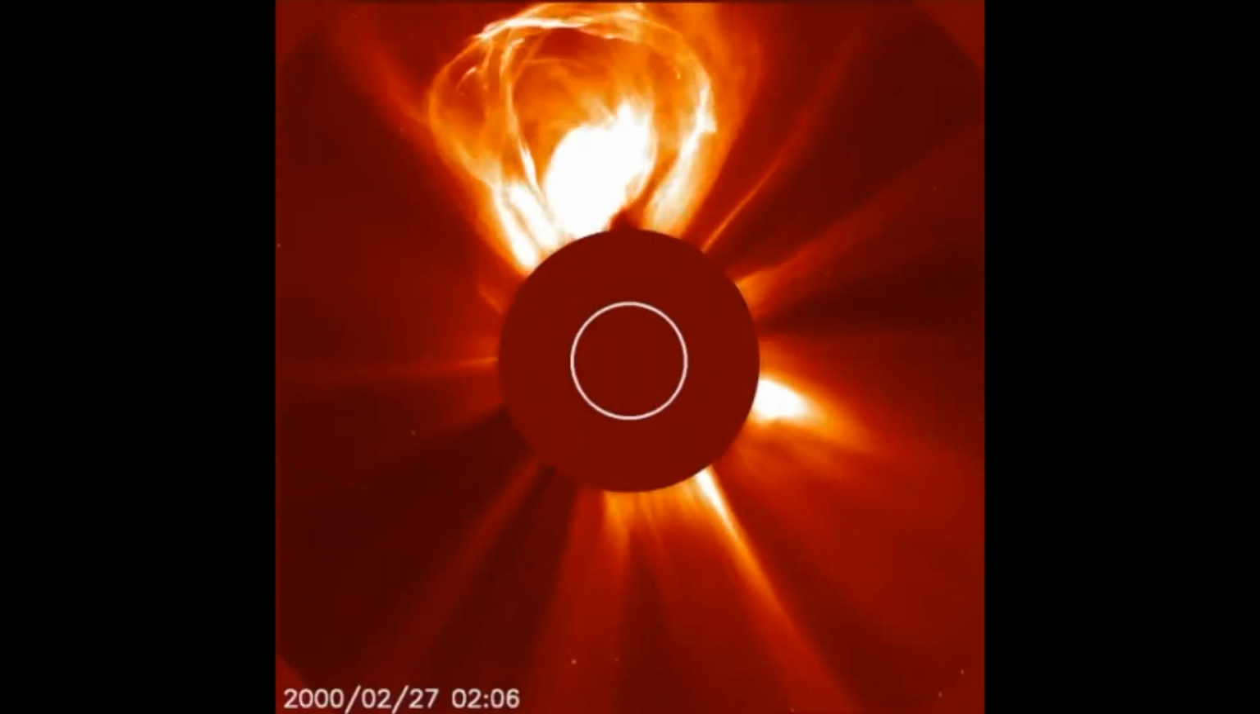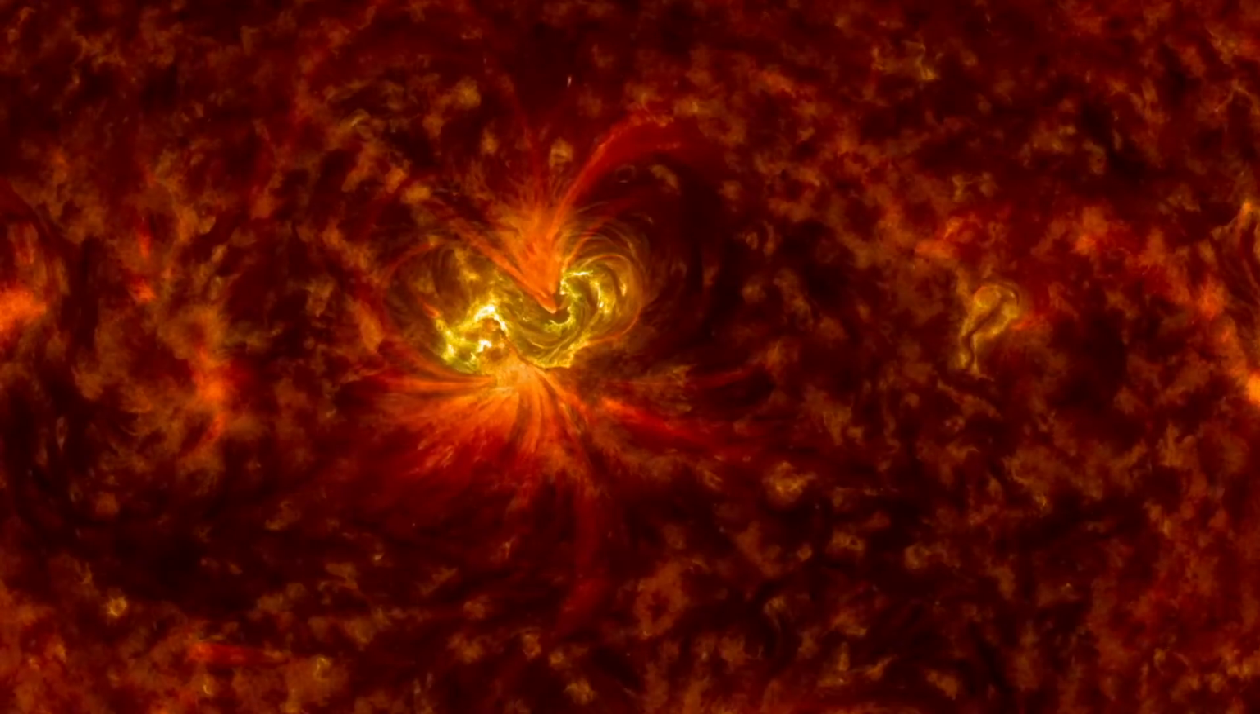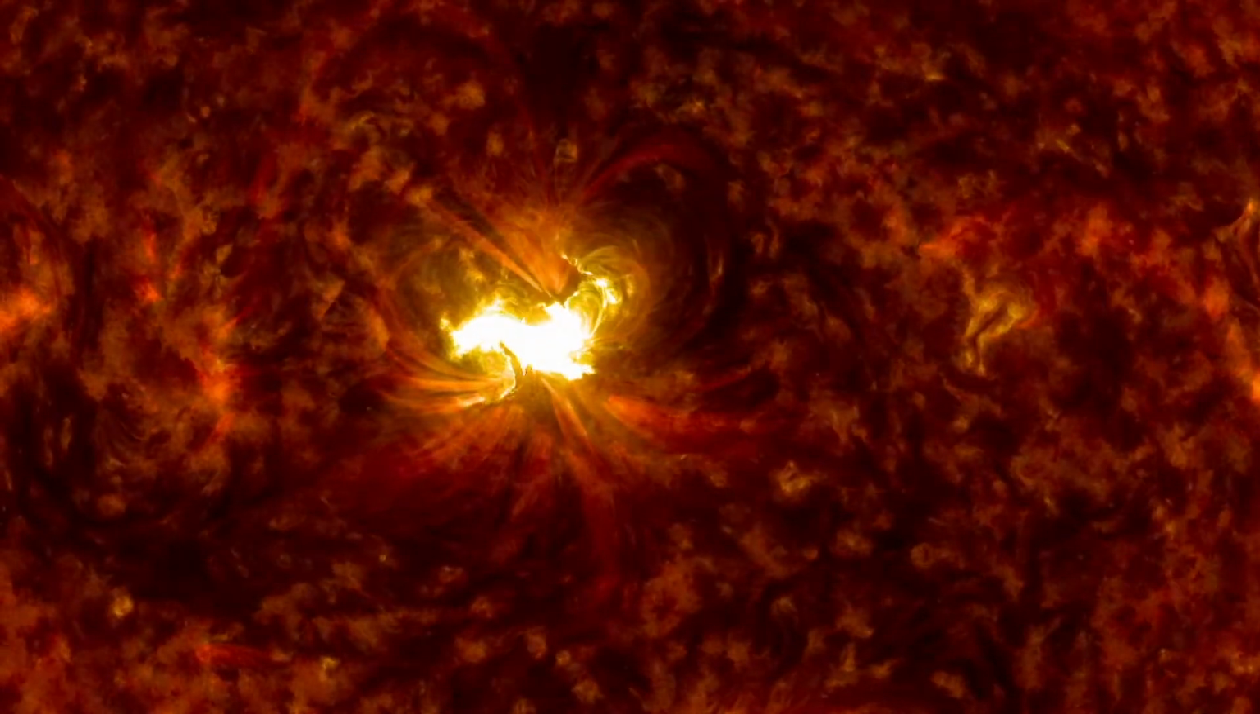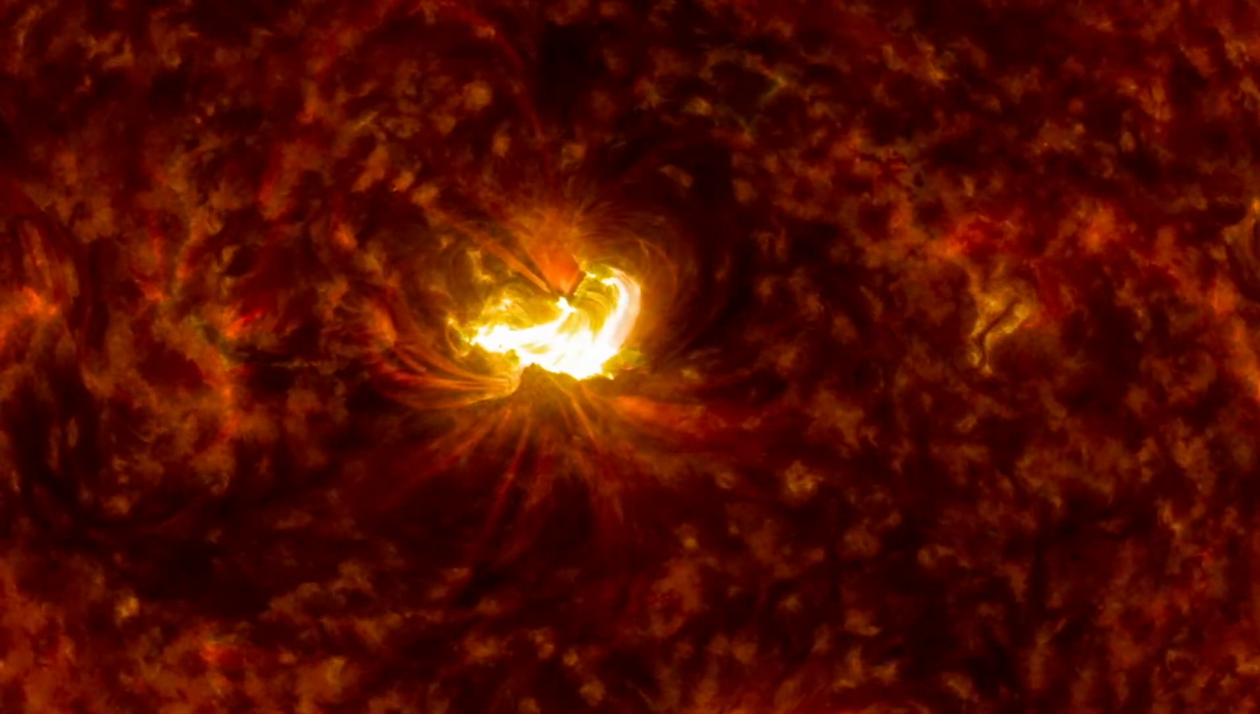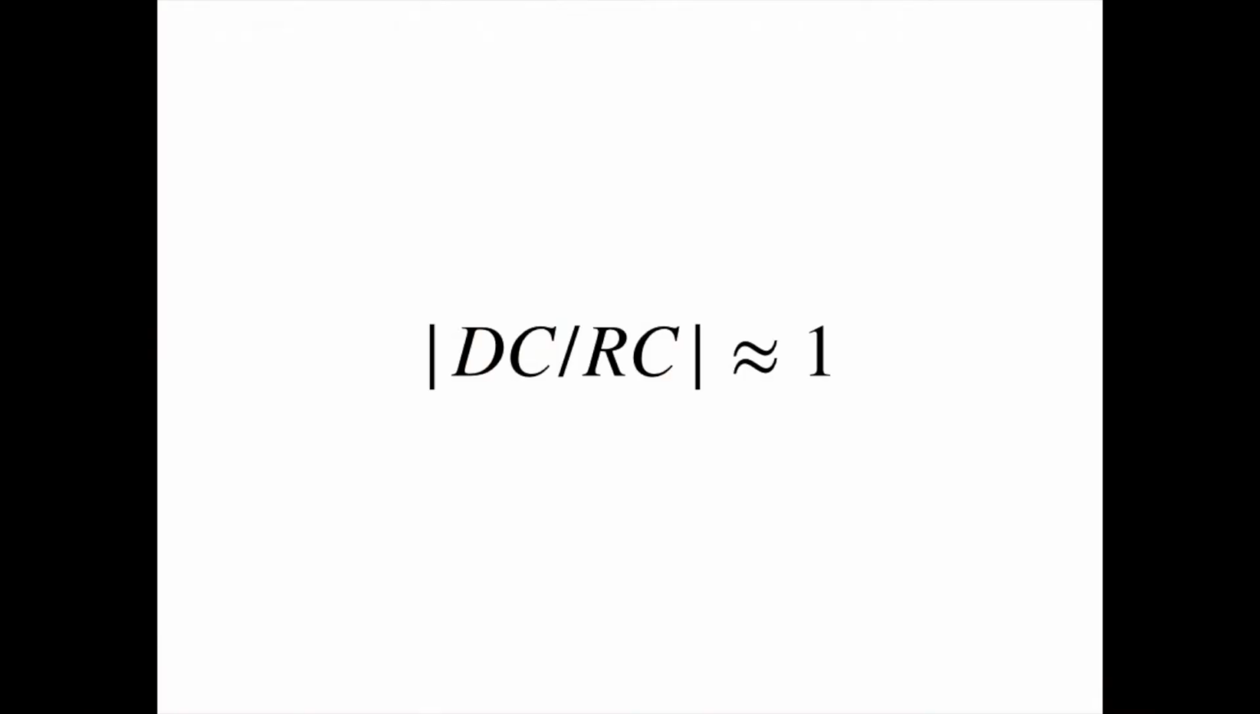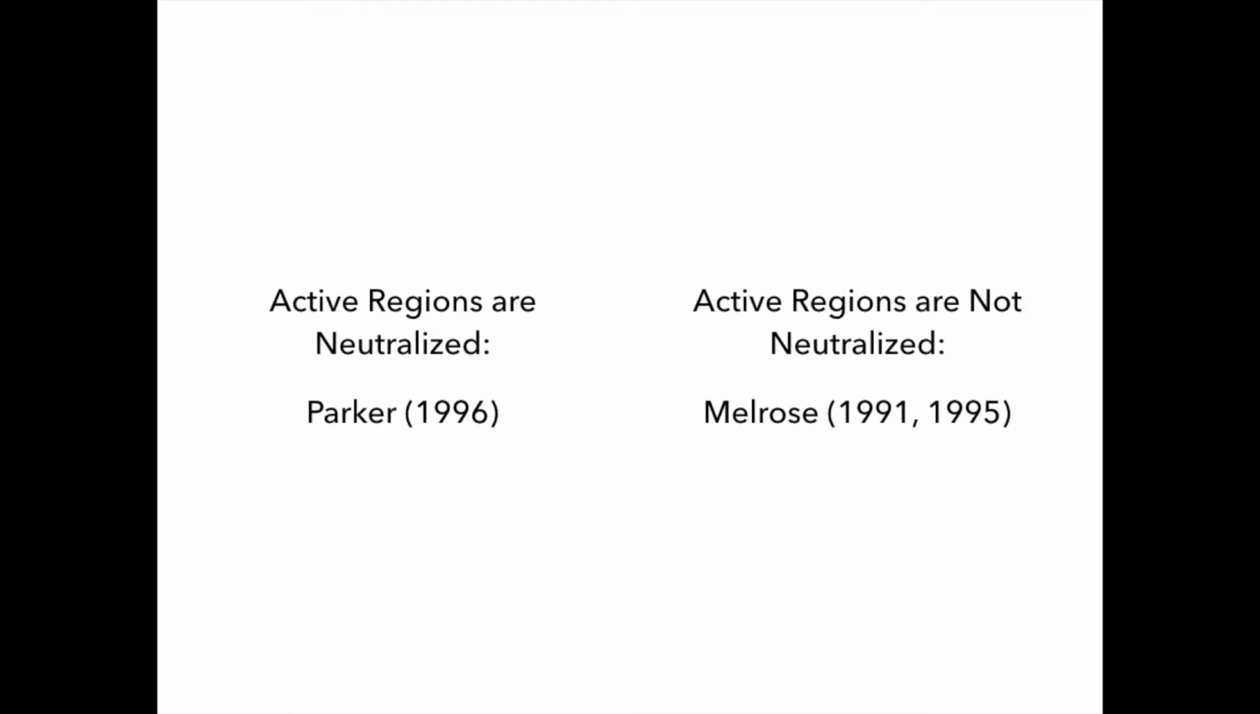It's a well-known fact that free magnetic energy associated with these currents drives solar eruptions, but it's unclear how well these driving electric currents are neutralized. An active region is considered neutralized when the ratio of direct to return currents in each magnetic polarity is close to 1. The degree to which active region currents are neutralized has been debated for several decades.